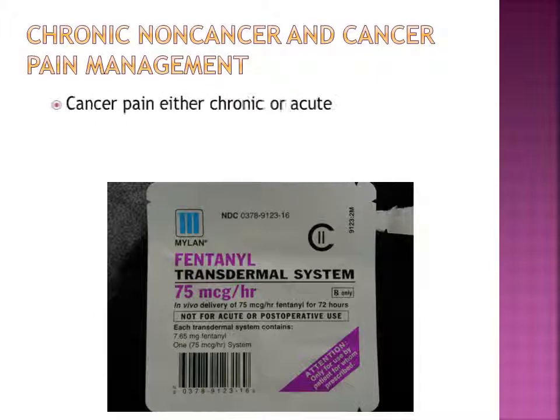When monitoring chronic non-cancer and cancer pain, we have to realize that cancer pain can either be chronic or acute. It follows the Agency for Healthcare Policy and Research, or AHPR, guidelines that treat cancer pain very comprehensively and aggressively. Estimates for addiction to pain medication for this type of pain range from 1% to 24%.